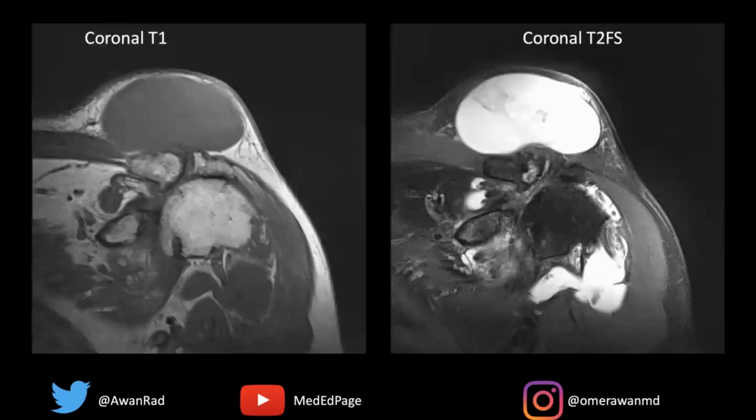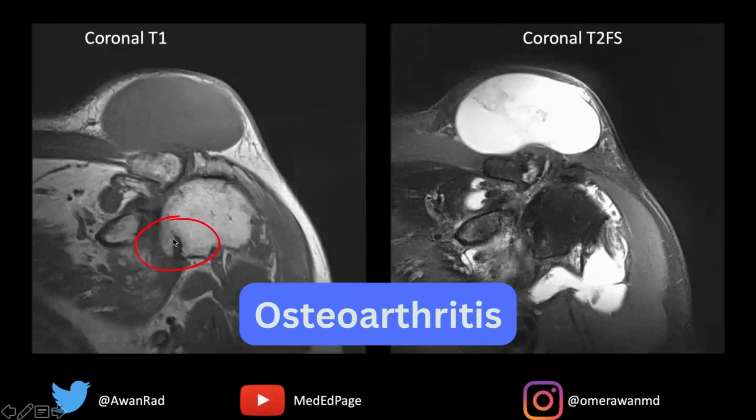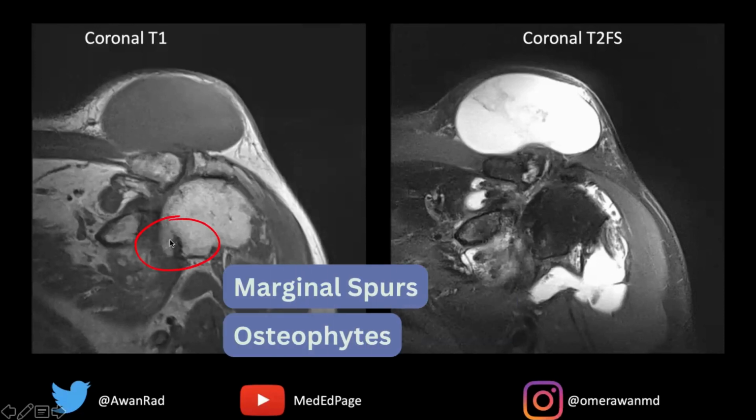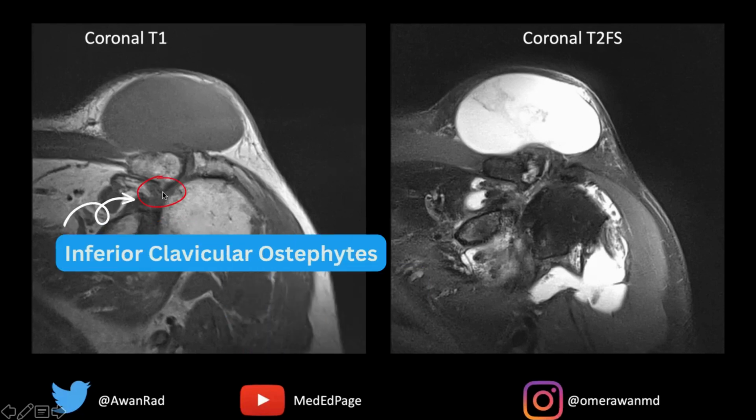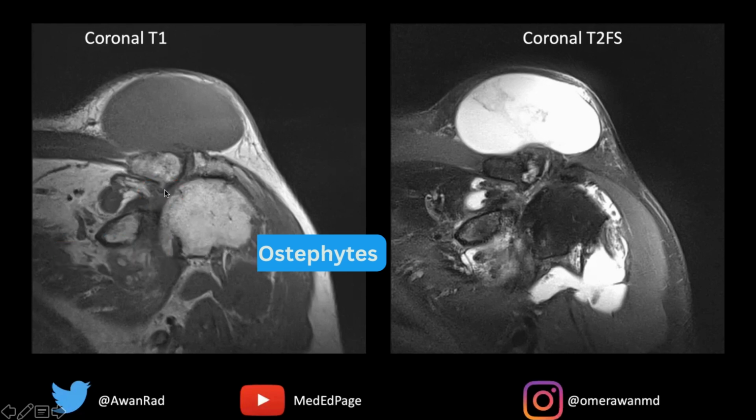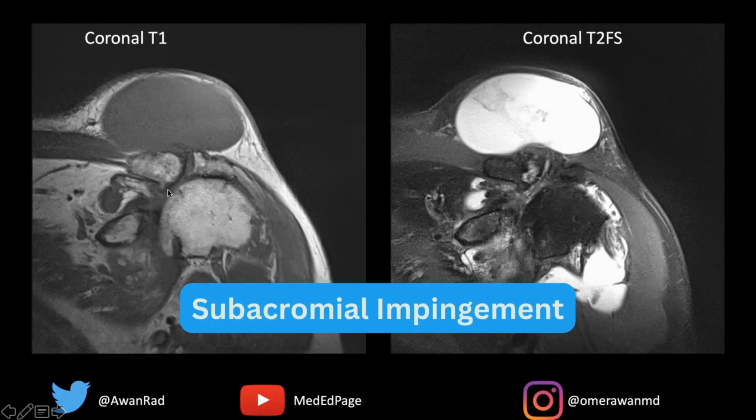So if we come back to the images here, first of all, I think it's important to realize and recognize that there's a lot of osteoarthritis here, right? You can see marginal spurs and osteophytes along the humeral head here. Even at the acromioclavicular joint, we see inferior clavicular osteophytes that likely relate to and result in subacromial impingement.